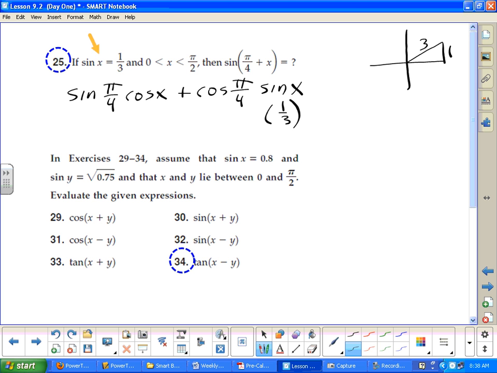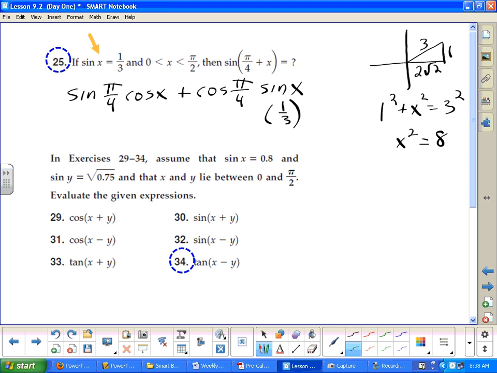Square root of what? Square root of 8, right? Because 1 squared plus x squared equals 3 squared. So x squared would equal 8. So that means this is 2 square roots of 2, right?